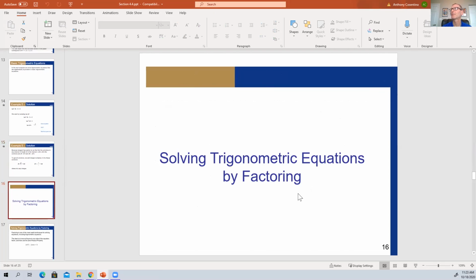So what we're going to talk about now is solving trig equations by factoring. Again, I've used this term enough. We've got algebra on steroids again. And sometimes this gets a little bit complicated until you get used to it. So let's walk through this example here.